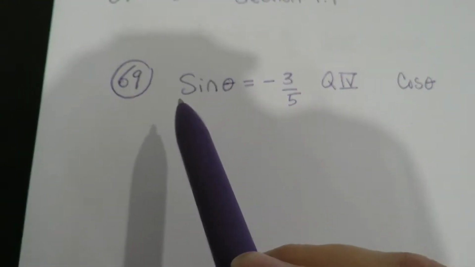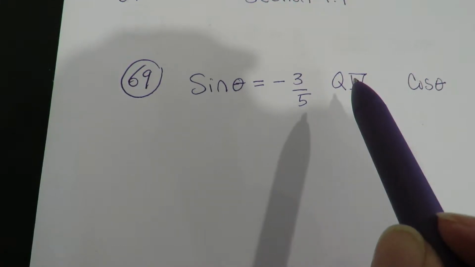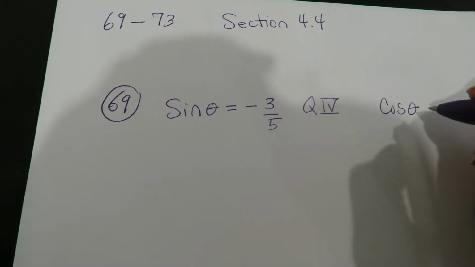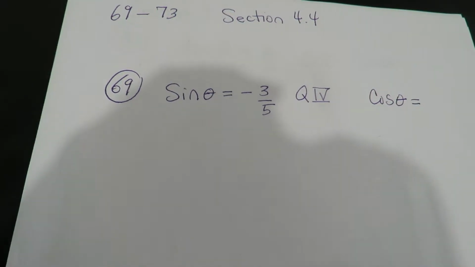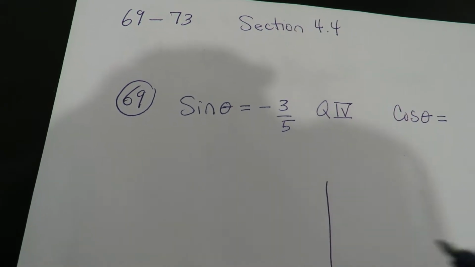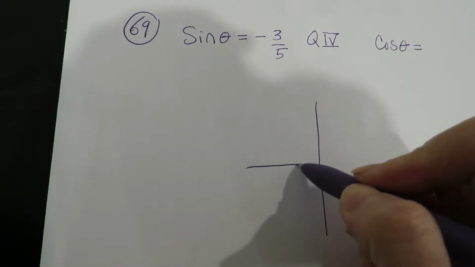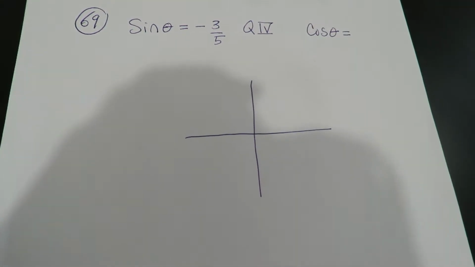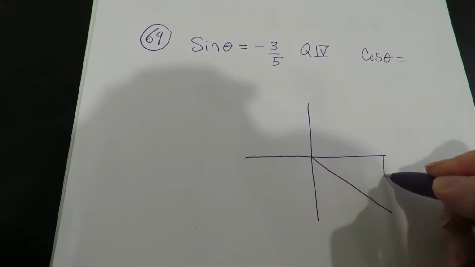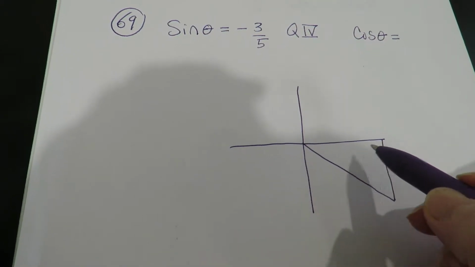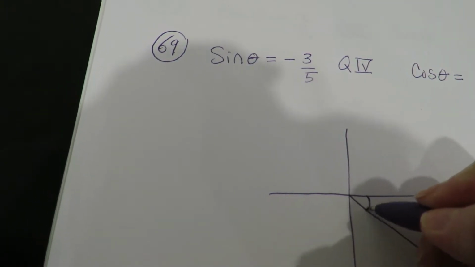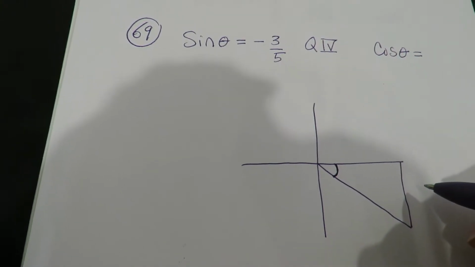Question 67 says that the sine of theta is -3/5 and that it's located in quadrant 4. Given that information, what is the cosine in that quadrant? So what you want to do is make a random triangle in quadrant 4. Always connected to the horizontal, never connected to the vertical.